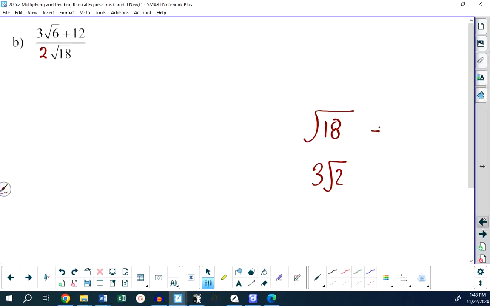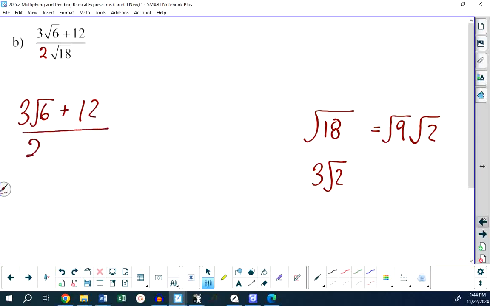Root 18 is root 9 times root 2, which is 3 root 2. So I have 3 root 6 plus 12 over 2 times 3 root 2. Am I allowed to multiply these numbers together? Yeah, they're both coefficients. By coefficients, I mean they are not under the radical sign. So I get 3 root 6 plus 12 over 6 root 2.